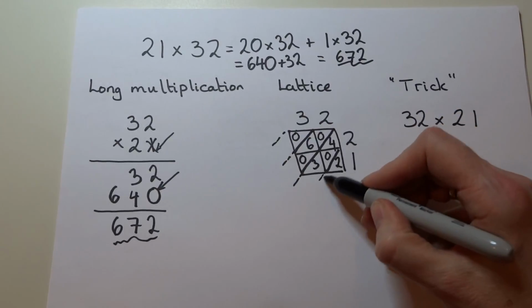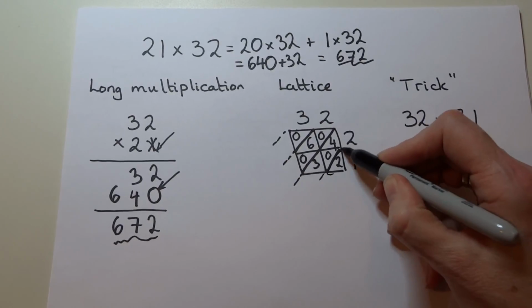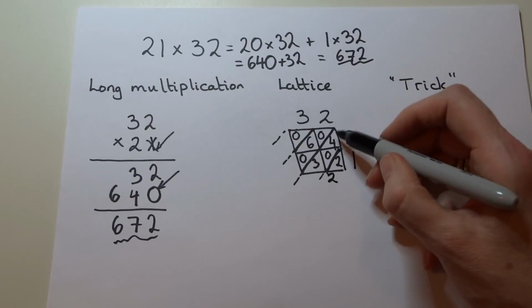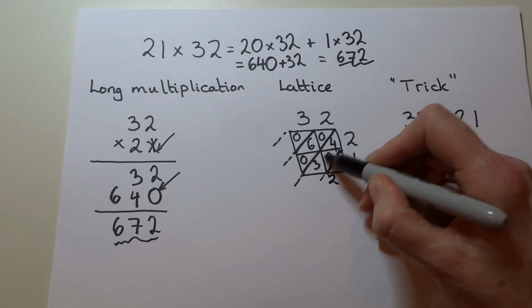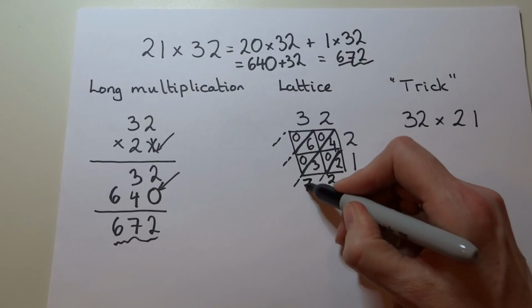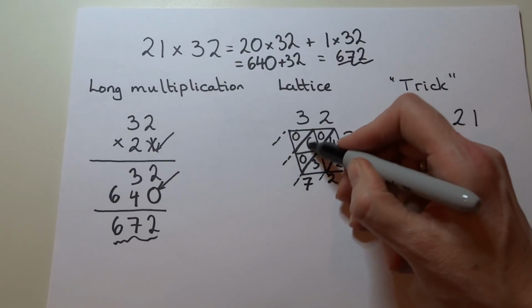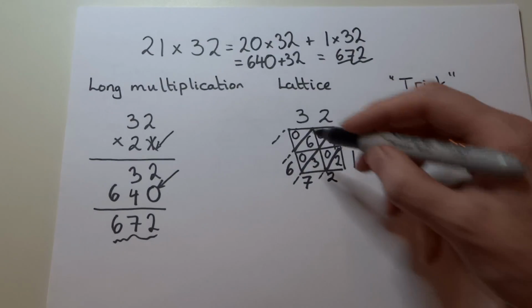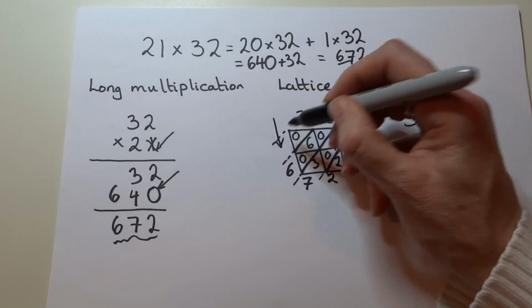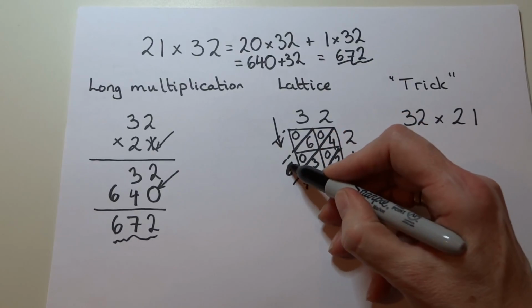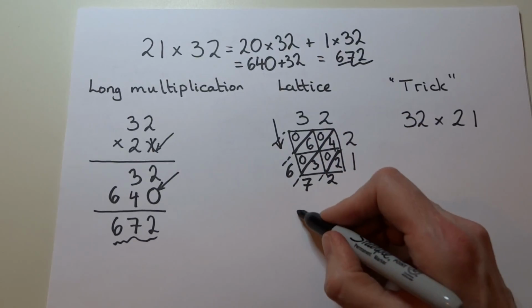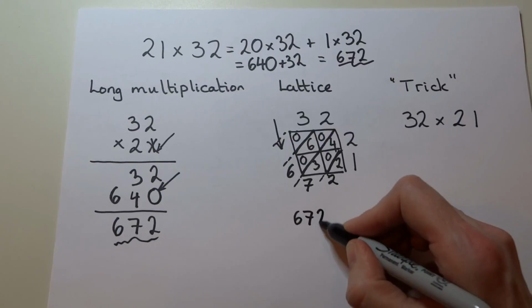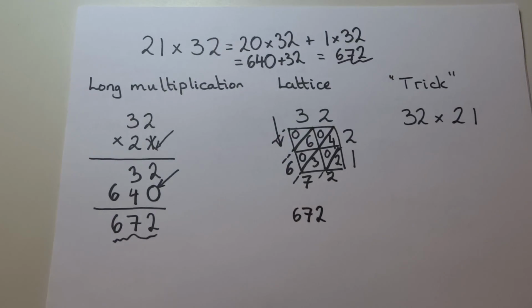So what do I get in this first diagonal here? I just get the answer 2. Here I have to add 4, 0 and 3. 4 and 3 is 7. Go over to the next one. 6 and 0 is 6. And here we have 0. And then we start to read the answer from here. Start reading here, 6, 7, 2. So our answer to this multiplication is 672.